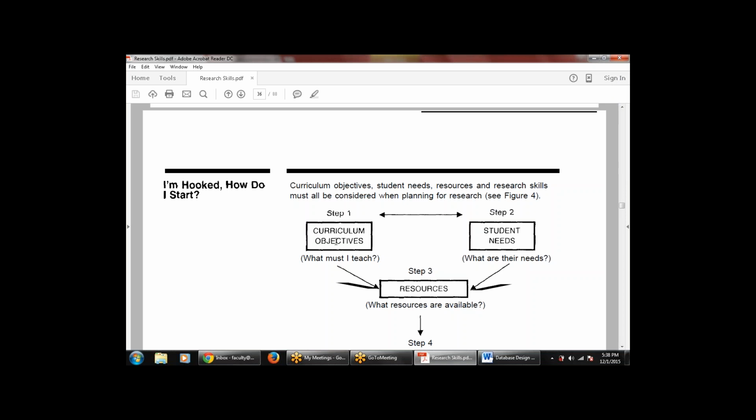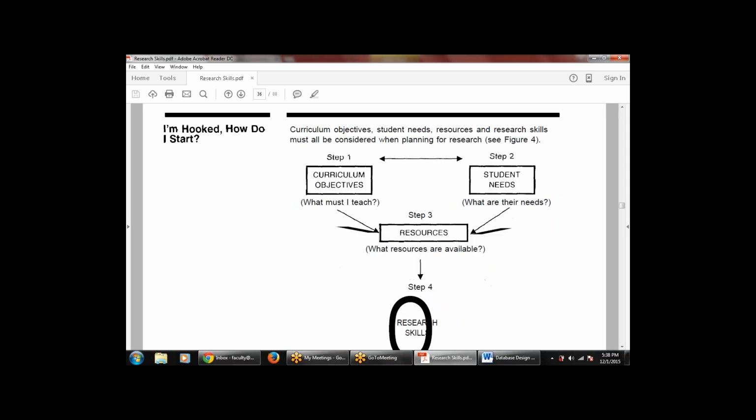Then step 3 is the resources: what resources are available? For example, I am teaching you a course, an Edexcel BTEC course, and it is your demand as students that the course be provided. Then what are the resources available? There is a computer, and there is GoToMeeting software. These are the various resources that are available.